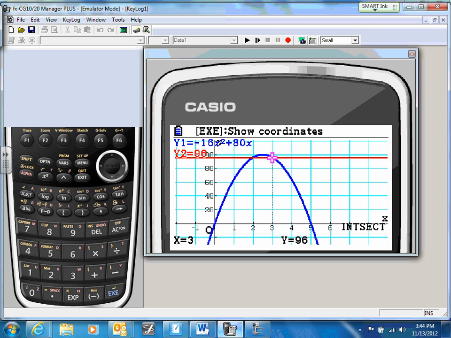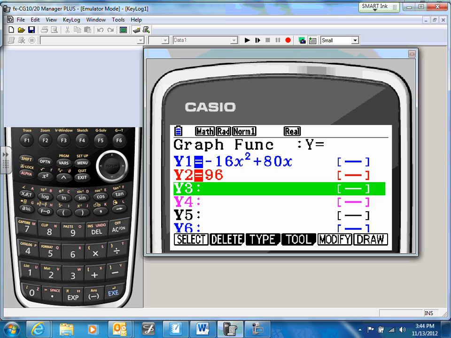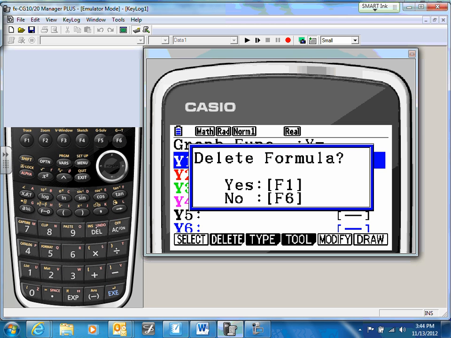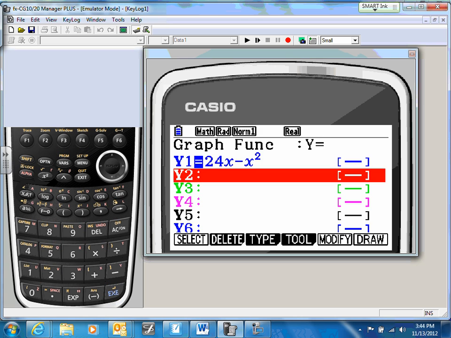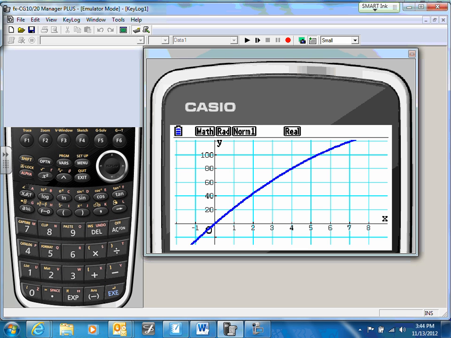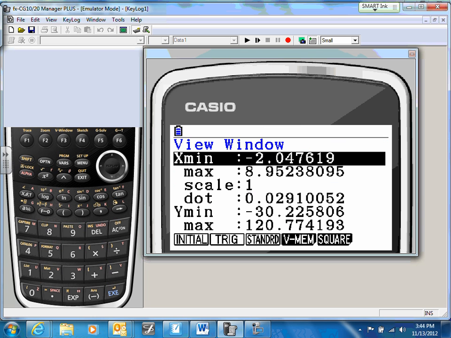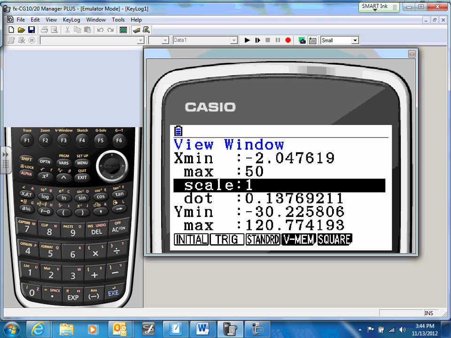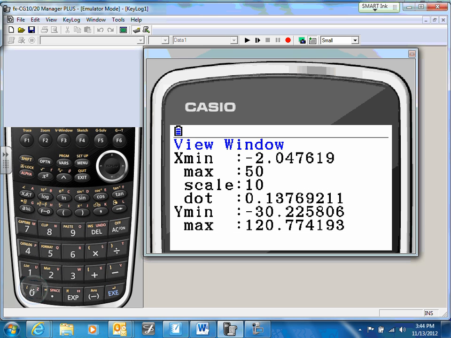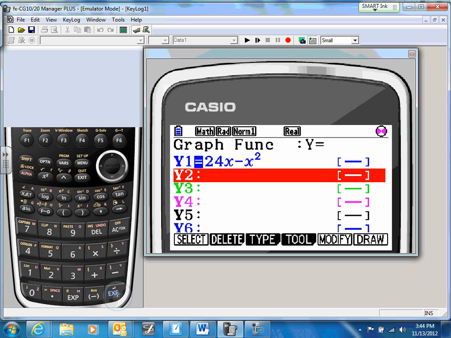So again, go to your calculator. We're going to clear these two out. All right. So I get 24x minus x squared. And I'm going to graph it. Now look how big that got. So I noticed that it's going to go pretty far to the right. So I'm going to go to my window. Since my max, I'm going to go 50. That seems like a good max. And since I'm going from 0 to 50, I'm going to count by tens. Let's see how that looks so far.